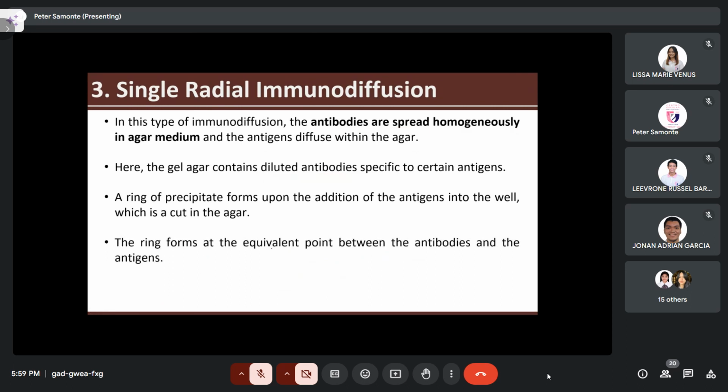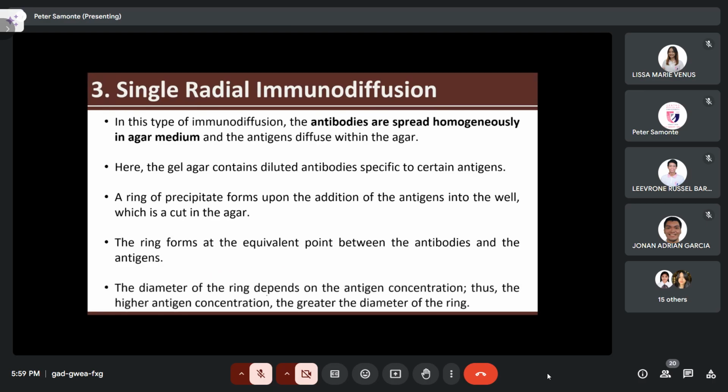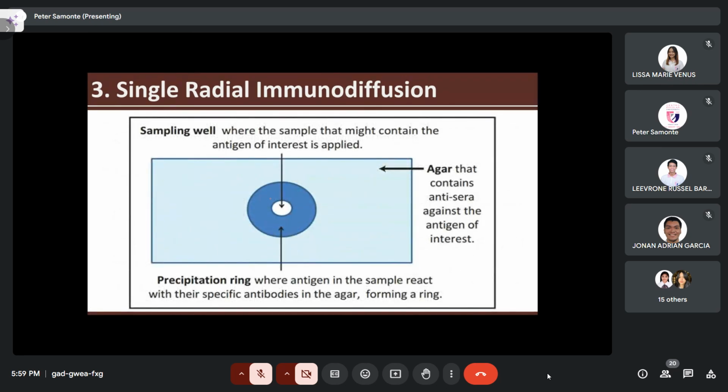The ring would form at the equivalence point between the antibodies and the antigen. The diameter of the ring would depend on the antigen concentration. Thus, the higher the antigen concentration, the greater the diameter of the ring. So if you use very concentrated antigen amounts or antigen samples, you need to make sure that the diameter of the ring would also be greater in size. So ito siya.